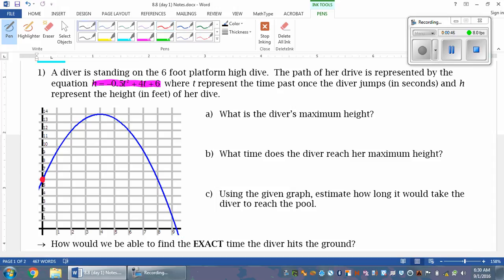So, what is the diver's max height? Well, the diver's max height would be this point right here, which is the vertex. Remember, the time is the x-axis, and y is the height. Max height would be 2 feet. And what time does the diver reach her max height? Well, that's just the x-coordinate. So the diver reaches her max height at 4 seconds.